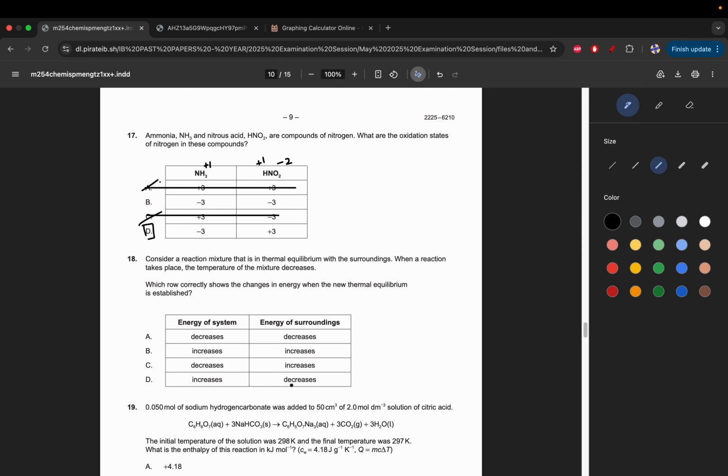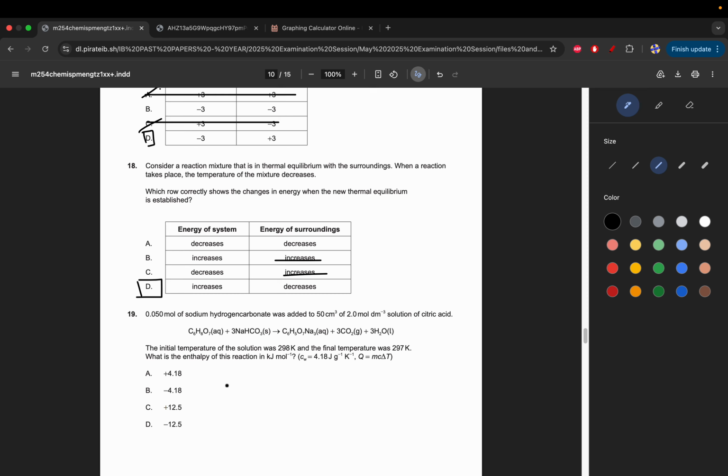So we know that the energy of the surroundings is going to decrease. So that rules out this one because the temperature of the mixture decreases. If your water temperature decreases when you do a reaction, then you know that it's got to be endothermic, right? So the temperature of the surroundings decreases. And in a similar vein, we know it's endothermic, so then we know that the answer choice is D because the energy of the system increases.